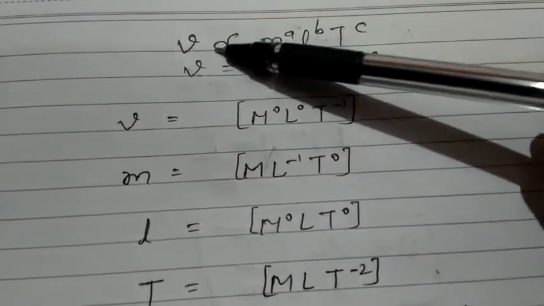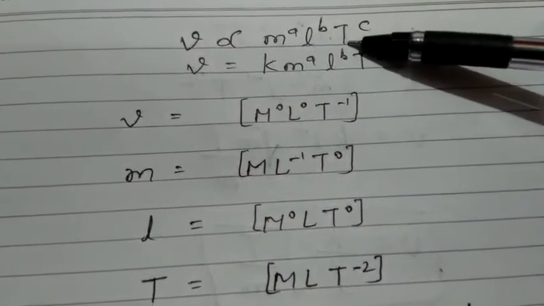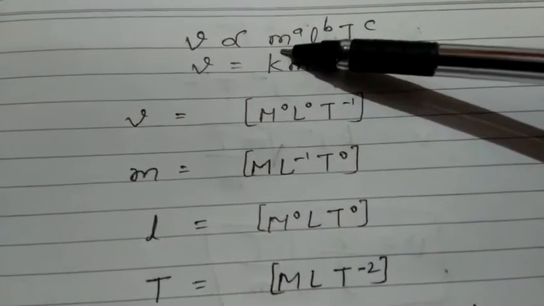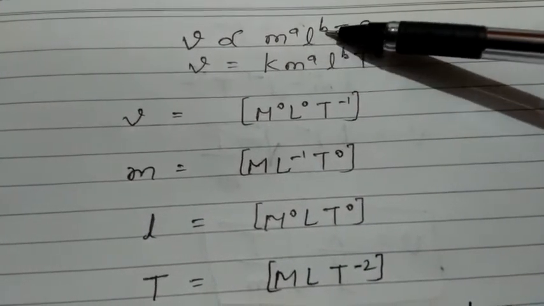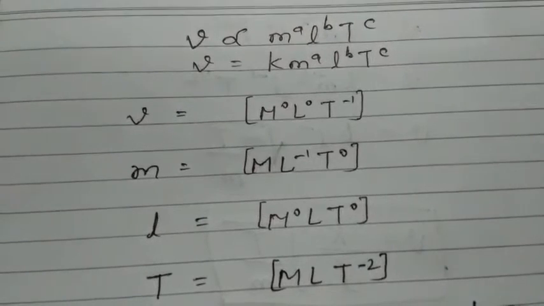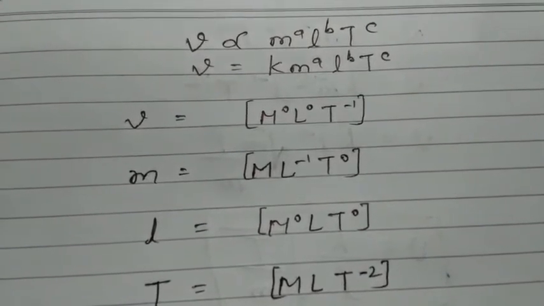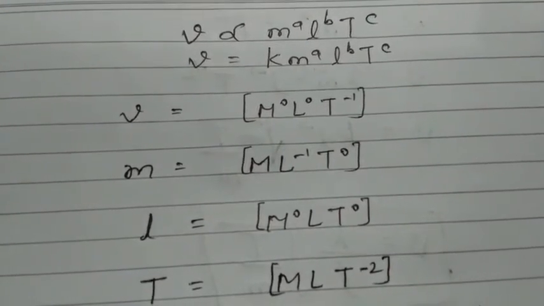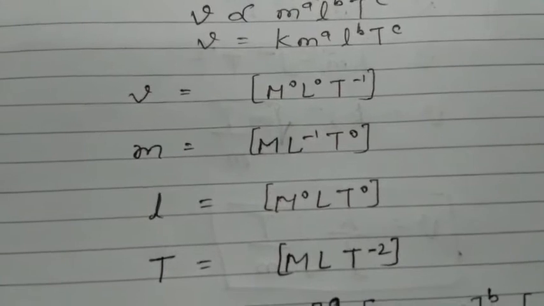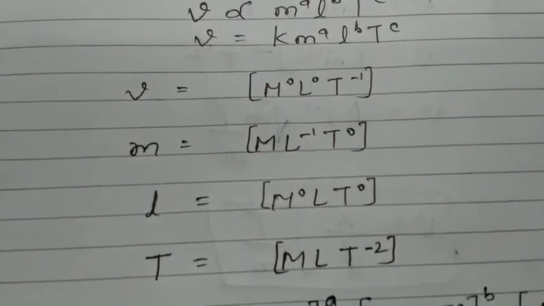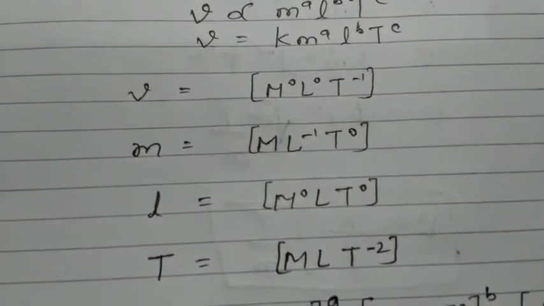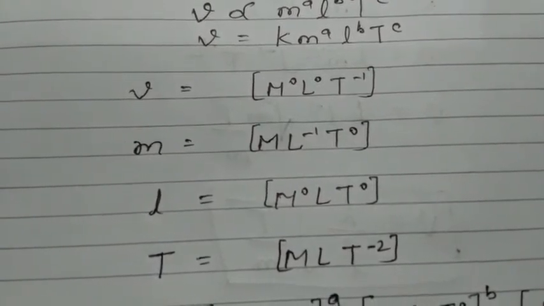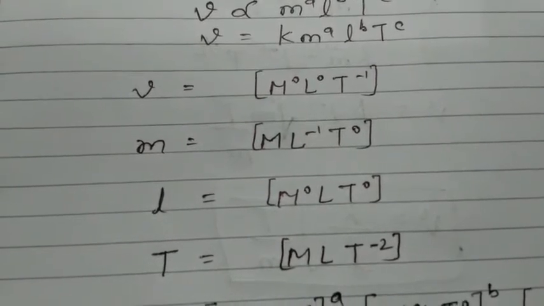Nu is directly proportional to M, L and T, but we will introduce powers of M, L and T here. So we have taken M to the power a, L to the power b and T to the power c. Now when we remove the proportionality sign, we will introduce one constant here. So K here you can see is one constant. Then we have written the dimensional formula of various physical quantities. For nu, that is frequency, as we all know that frequency is reciprocal of time period. Frequency equals 1 upon time.